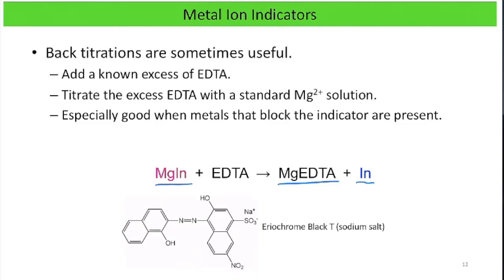Now, in the case of these types of complexation titrations, some metals are good at what's called blocking the indicator, which basically means that they will create relatively strong complexes with the indicator. And in order to force that reaction towards making a metal EDTA complex, adding excess EDTA is going to help that happen. So that's when using a back titration for a complexation titration is useful.